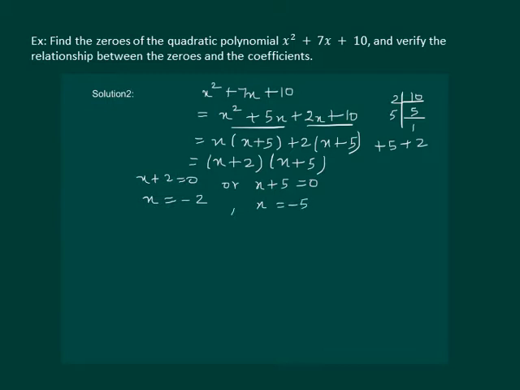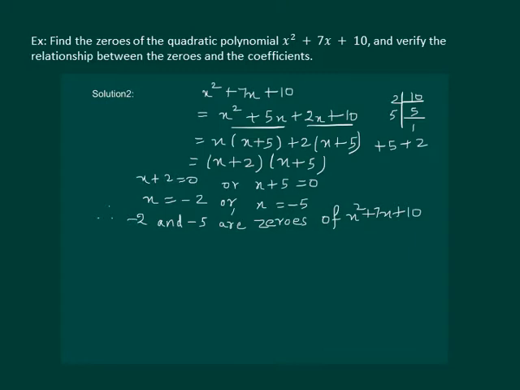Here notice that we are using OR while equating the factors equal to 0 because there is a product of two factors and product is 0 if any one of them is 0. So we write either x plus 2 equal to 0 or x plus 5 equal to 0 will make the polynomial equal to 0 and get the zeros of this polynomial.